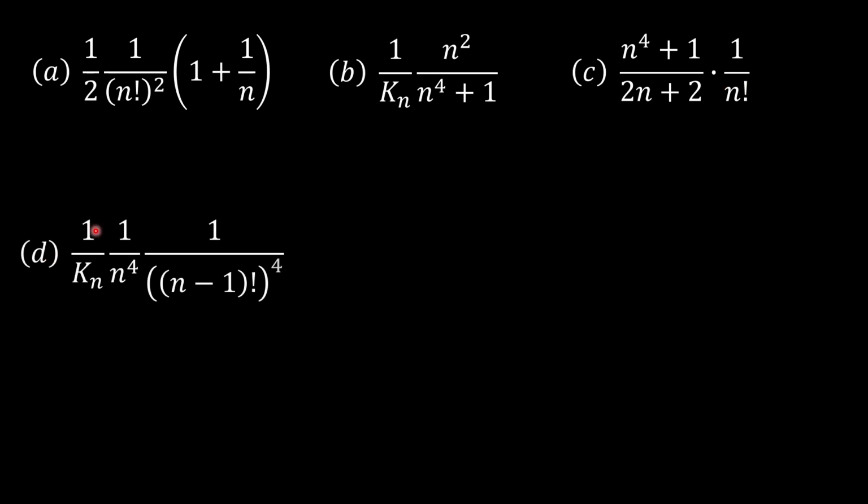Possibility D, 1 over capital Kn times n to the 4 over 1 times 1 over n minus 1 factorial all to the power 4. And then possibility E, none of the above. So let's go and try and solve the problem and then see which of these possible answers is the correct answer.